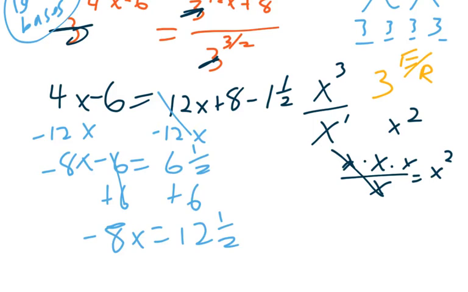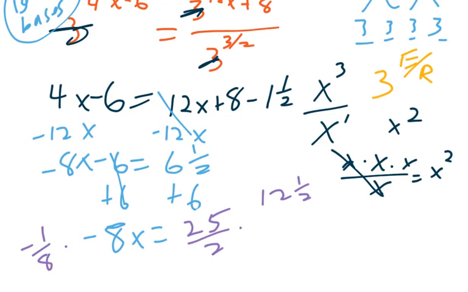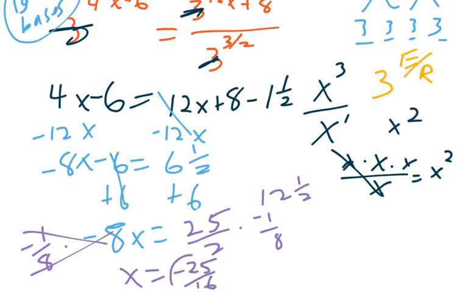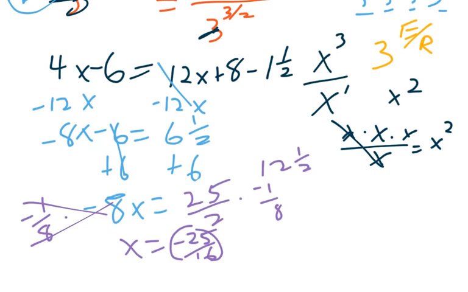And I'm going to make that 12.5 an improper fraction. So 12.5 becomes what? 25 over 2. Let's see if I did that right. 2 times 12 is 24 plus the 1 is 25 over 2. And then if I multiply by the reciprocal, negative 1/8, that cancels. And we get x equals negative 25 over 16. And that's my final answer.